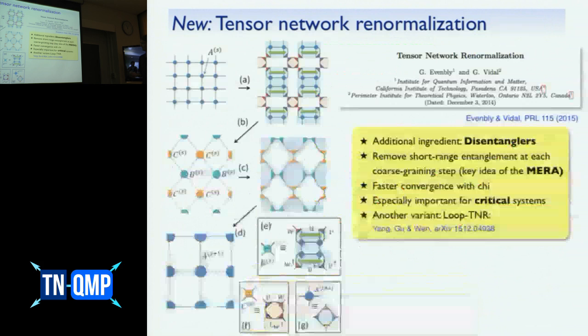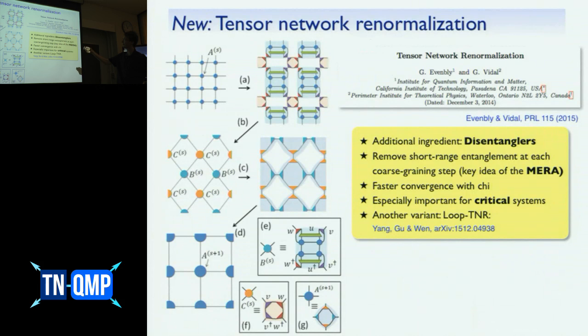Then a more recent development is tensor network renormalization, which in the end borrows ideas from the MERA. One of the main ingredients in the MERA tensor network is to have disentanglers, which disentangle neighboring blocks, so they remove short-range entanglement. That was an idea in the MERA ansatz for a wave function. And TNR uses the same idea for a coarse graining scheme of 2D networks. I will not really go into the details, but essentially what you see here is a coarse graining scheme. And if you forget about the green tensors, then we have the same as TRG.